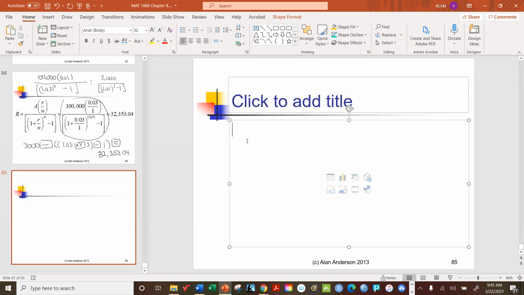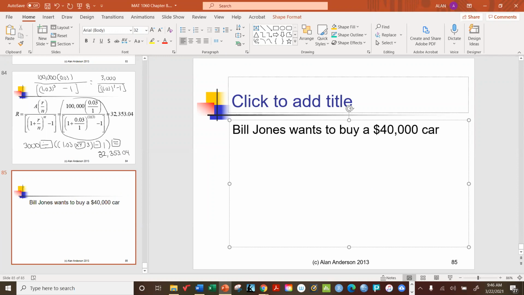Okay, I've got one. Here we go. So let's just say, how about Bill Jones wants to buy a $40,000 car and can borrow this from a bank.